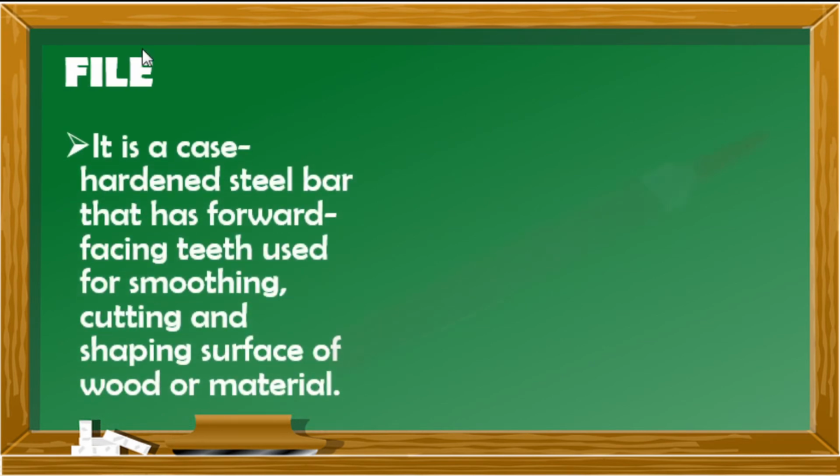Next, file. It is a case hardened steel bar that has forward facing teeth used for smoothing, cutting, shaping surface, wood or materials. Pero primarily use siya for smoothing nung surface ng isang object. So that's file. Next, jigsaw, portable power tool.